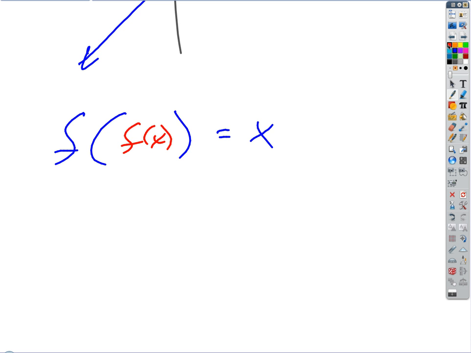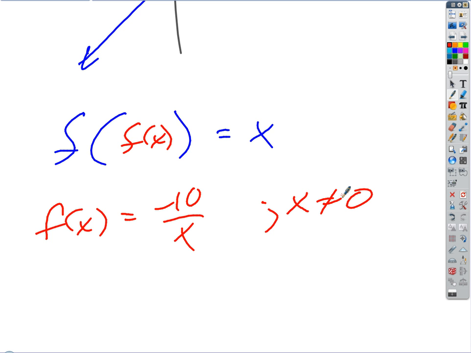So what about the plain old f of x? Well, remember, f of x was negative 10 over x. Are there any restrictions on that? Yes, x is 0. X can't equal 0, everybody agree? Because the bottom can't equal 0, so therefore, even though our answer looks totally safe, we still have to have that restriction, x does not equal 0.